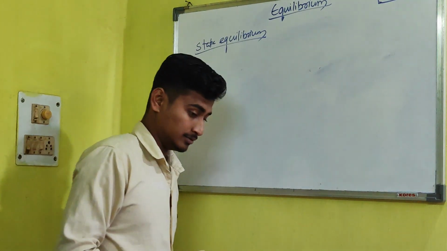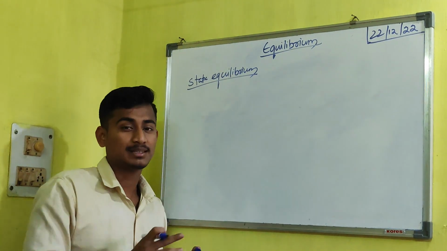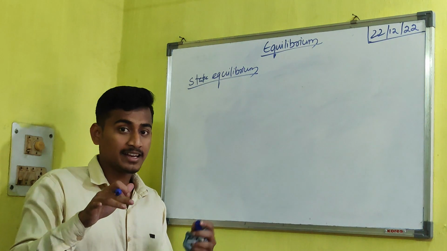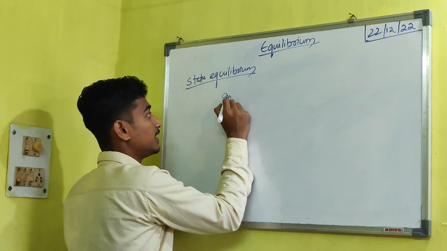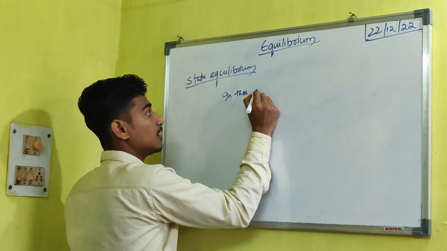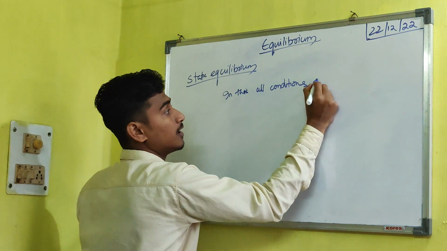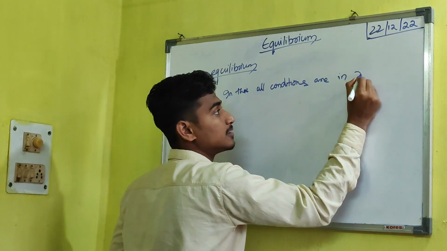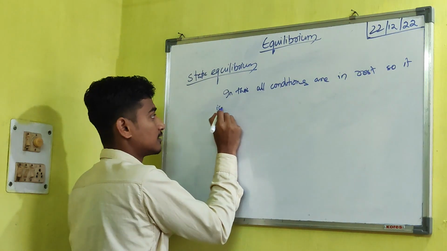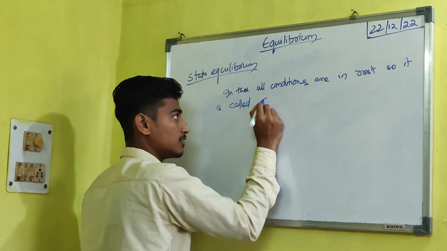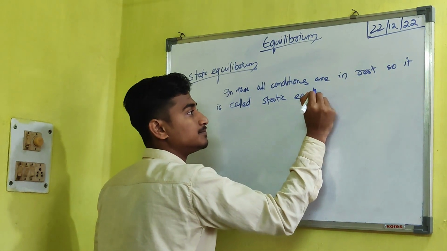Let's come to the definition of static equilibrium. In all the examples we saw that everything was at rest. That was static equilibrium. In this, all conditions are at rest, so it is called static equilibrium.